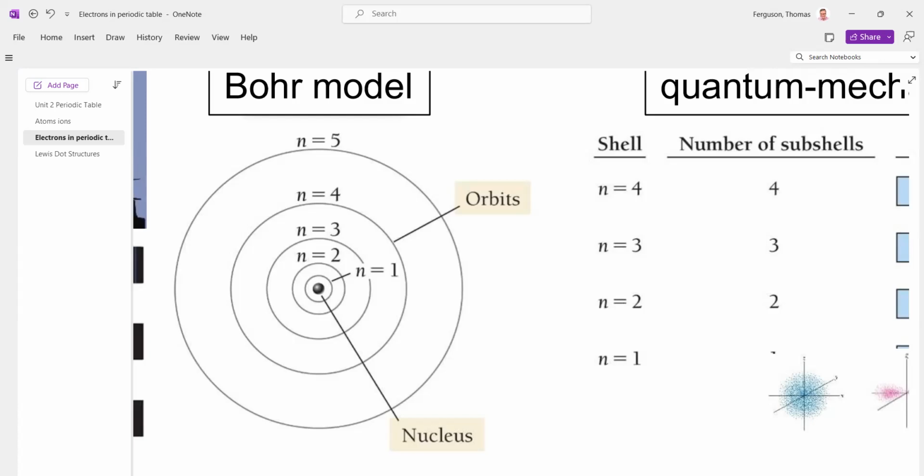So they came up with another model that answers all those questions. And that's the quantum mechanical model. And again, in 1920, that's when it was accepted.